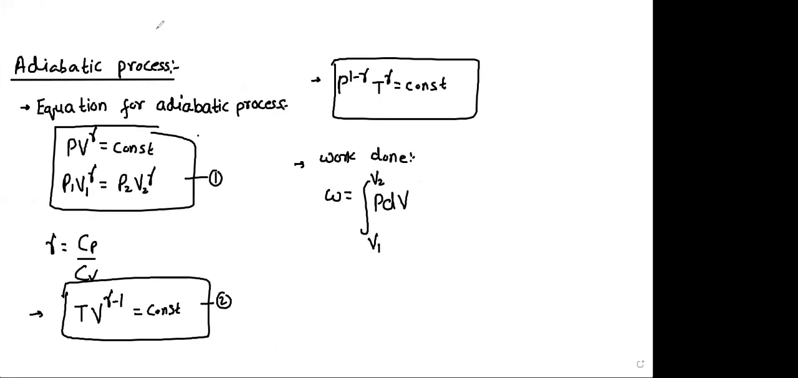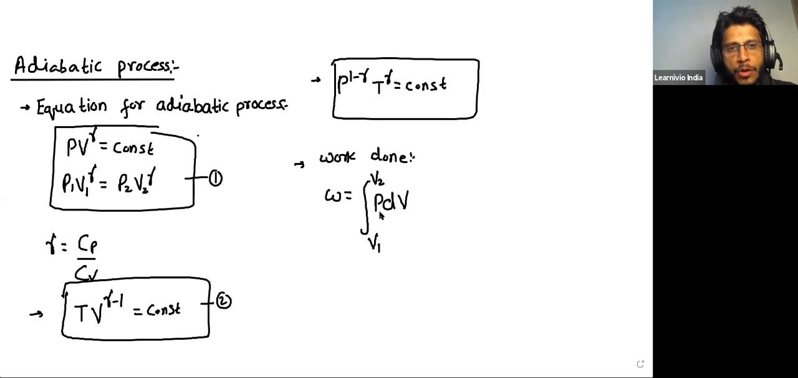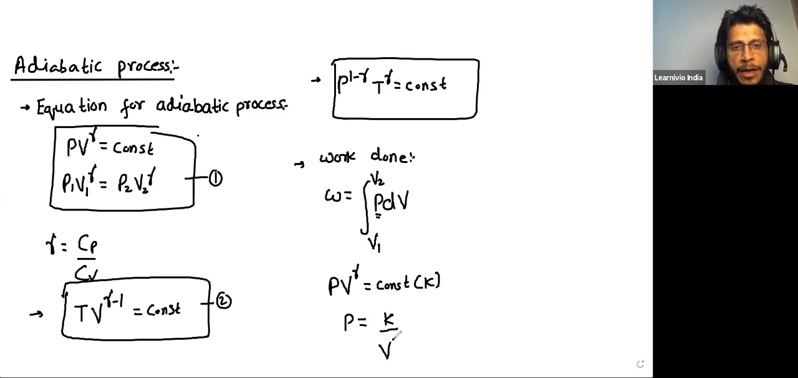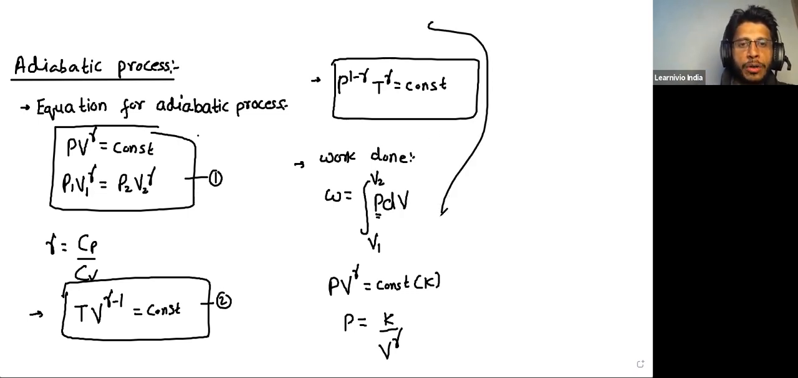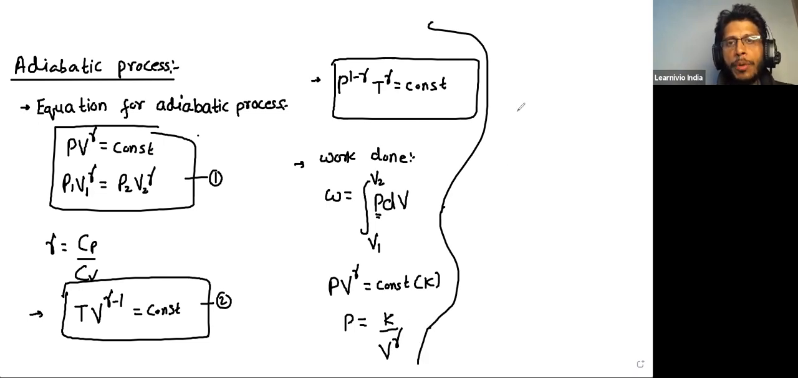So this is work done. W is the integral of PdV. For this P, you can use the equation PV to the power gamma is constant. Say this constant is K. You can write P as K divided by V to the power gamma. Because P is a variable, to integrate this P, I need a dP here, but instead of dP, this is dV. So I cannot integrate it directly. So what I can do is substitute P in terms of K and V to the power gamma.